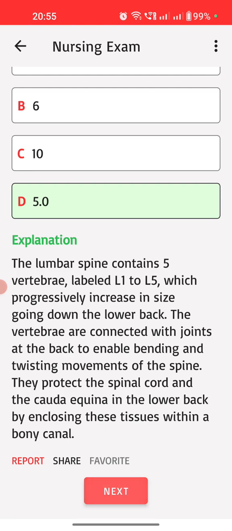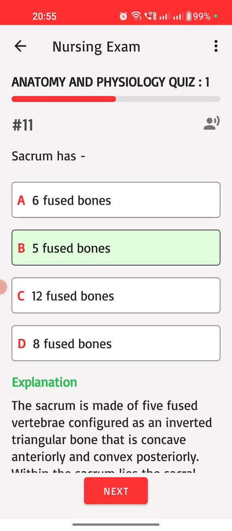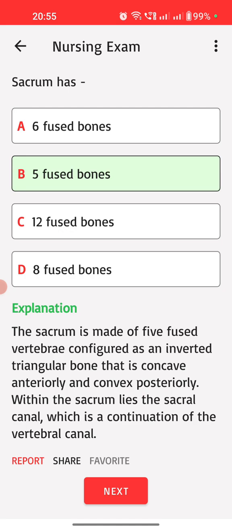Sacrum has. A. 6 fused bones. B. 5 fused bones. Correct answer. The sacrum is made of 5 fused vertebrae configured as an inverted triangular bone that is concave anteriorly and convex posteriorly. Within the sacrum lies the sacral canal, which is a continuation of the vertebral canal.